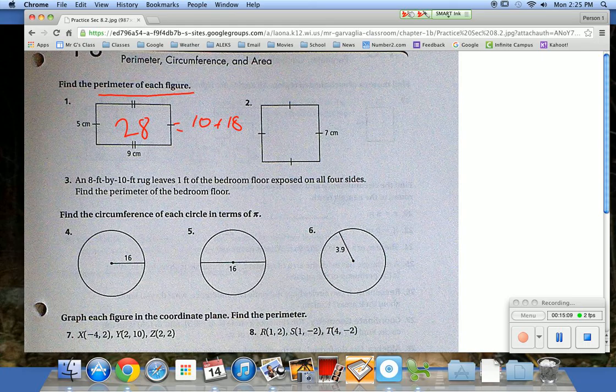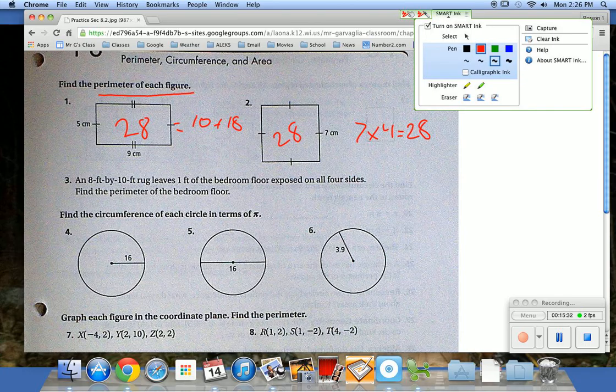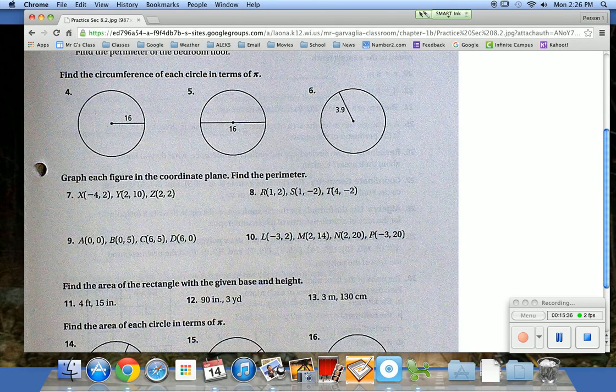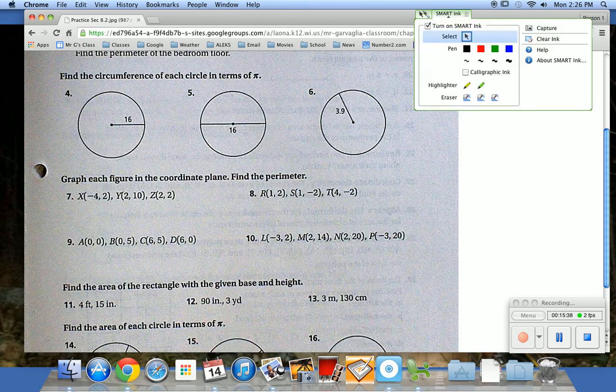All right, Lily, tell me the perimeter of this number 2. Why would it be 28? 7 times 7 times 7. They're all equal, right? Yeah, 7 times 4. 7 times 4 equals 28. So this would be 28 also. All right. Let's take a look at this next one.